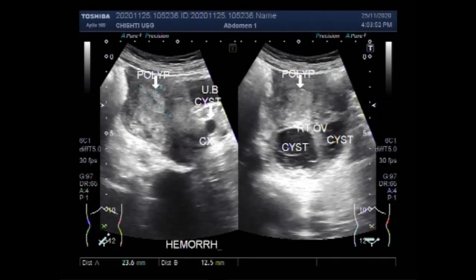Now you can see this is the polyp, and this polyp measures about 2.4 centimeter into 1.3 centimeter, while both the hemorrhagic cysts measure about 3.9 centimeter into 3.8 centimeter, and the other is 3.2 centimeter into 2.8 centimeter.